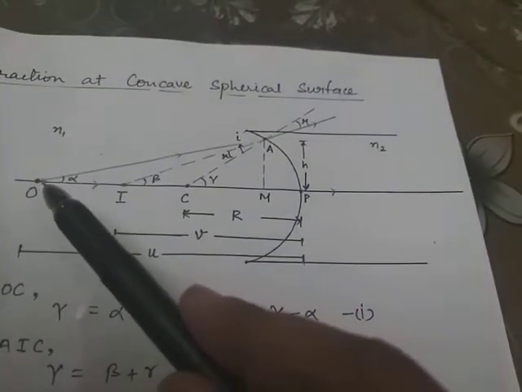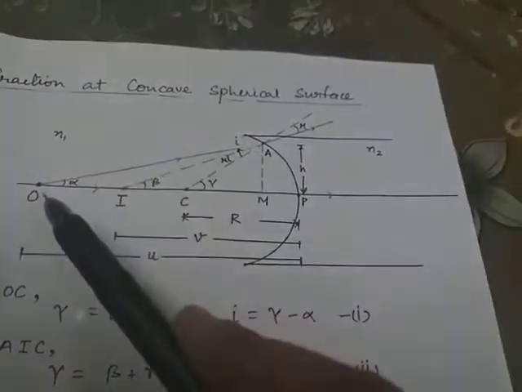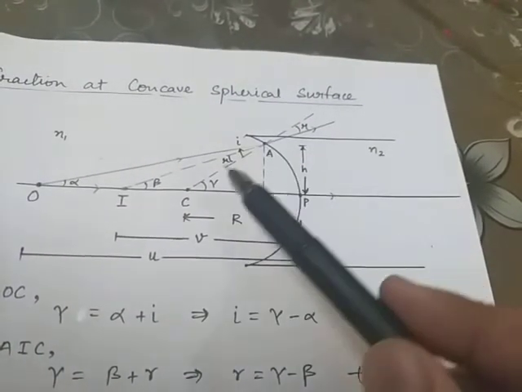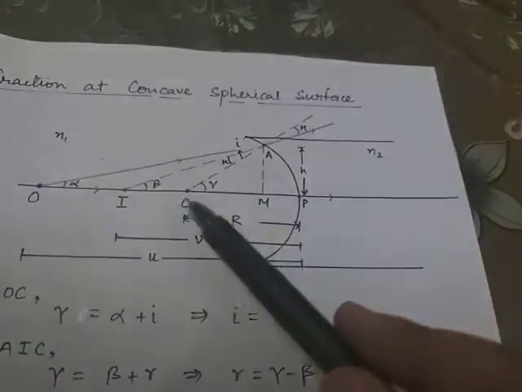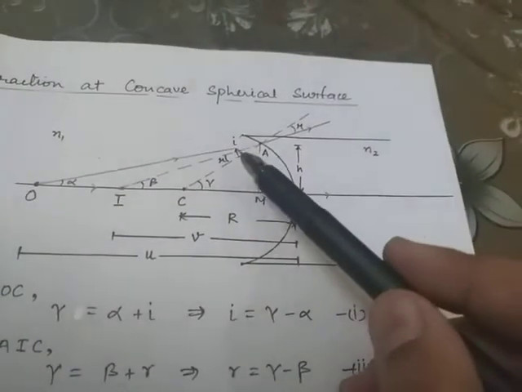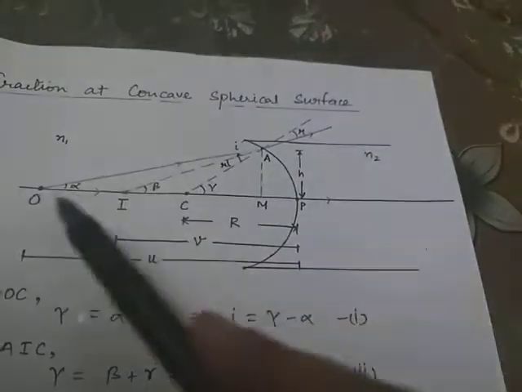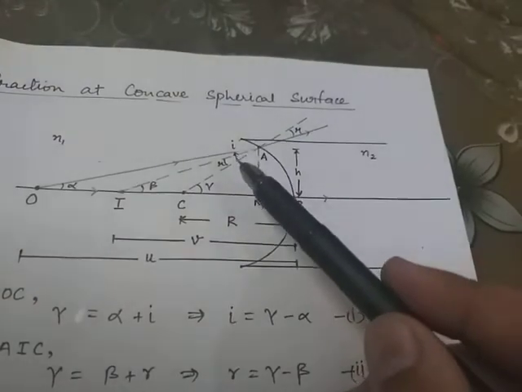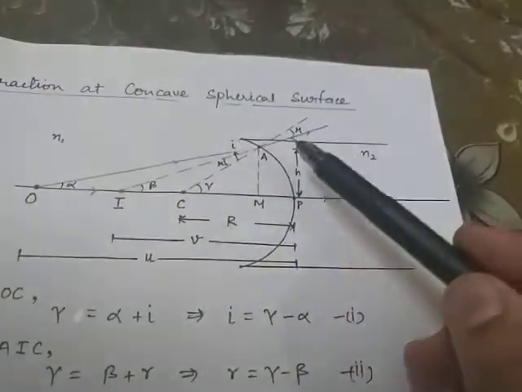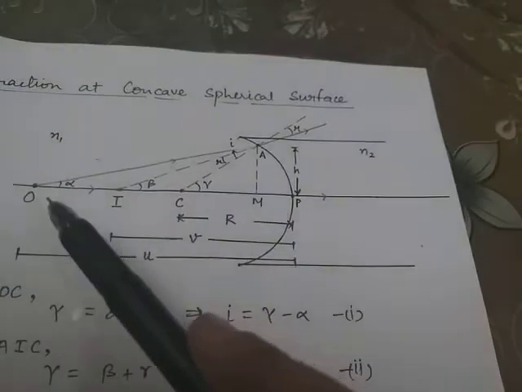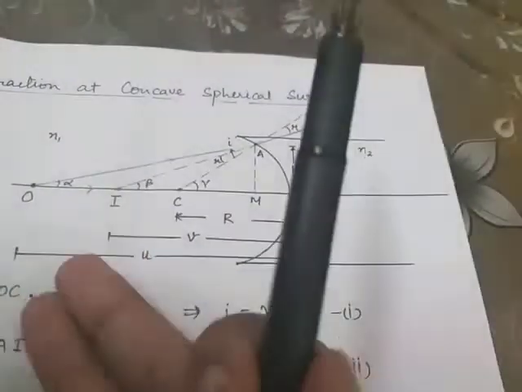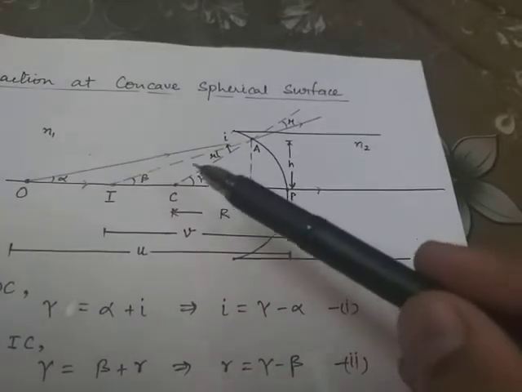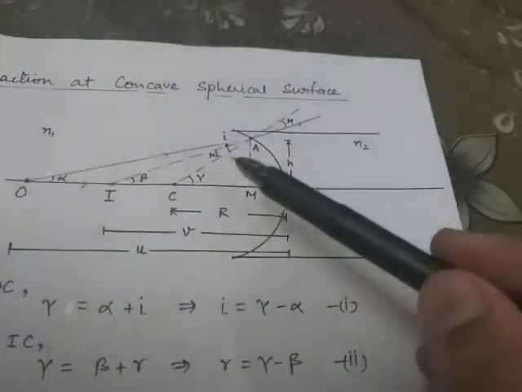Now the second light ray, which travels like this, which is OA, strikes the surface at point A. Then this AC is actually working like the normal, and this angle, angle OAC, will work like angle of incidence I. As the light ray is traveling from rarer to denser, we are considering the outer medium as rarer and the inner medium as denser. So the light ray is traveling from rarer to denser, so it will bend towards the normal.